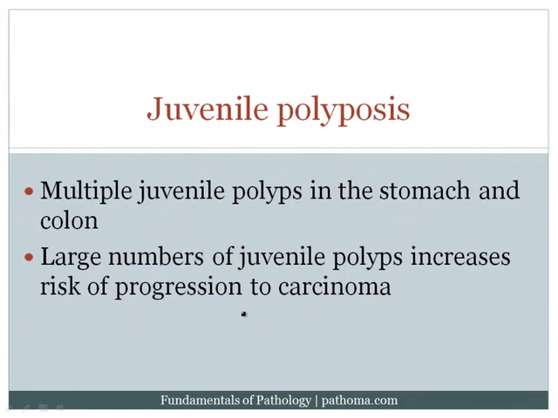Now, it's possible to have multiple juvenile polyps due to some sort of polyposis syndrome. In that particular case, you get a whole bunch of juvenile polyps in the stomach and the colon, and because you've got so many juvenile polyps, it does increase the risk of progression to carcinoma. So only with a large number of juvenile polyps would you worry about a risk for progression to carcinoma.